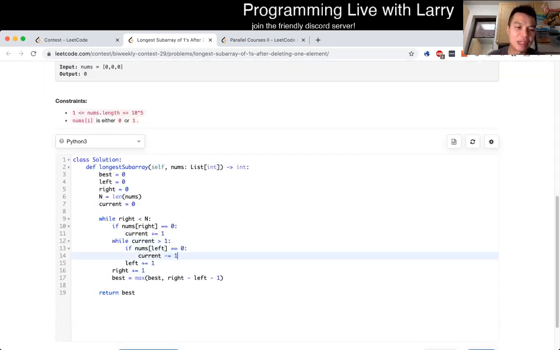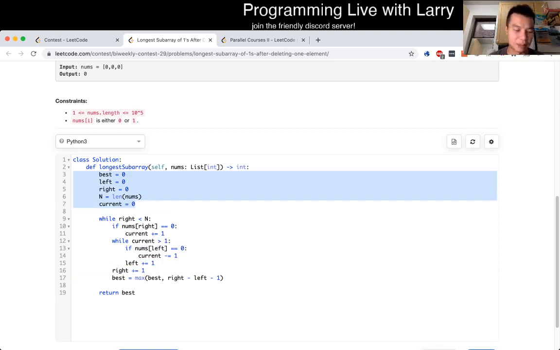It's O of n time and O of 1 space. O of n because we just go through the array at most once. Even though there are two while loops, this only happens once for every element in the array, and this also happens only once for every element because we always increment left, right? Another way to think about it is we increment left n times, we increment right n times, so it has to be O of n. And we don't use extra space.